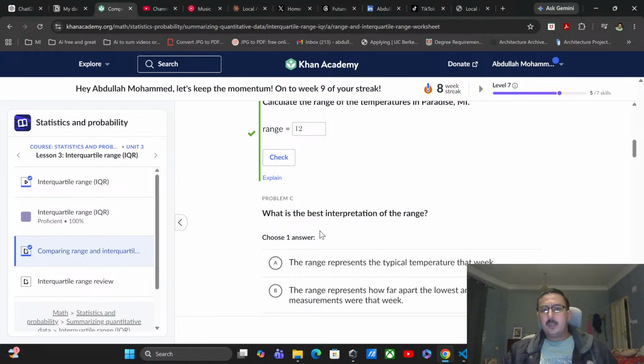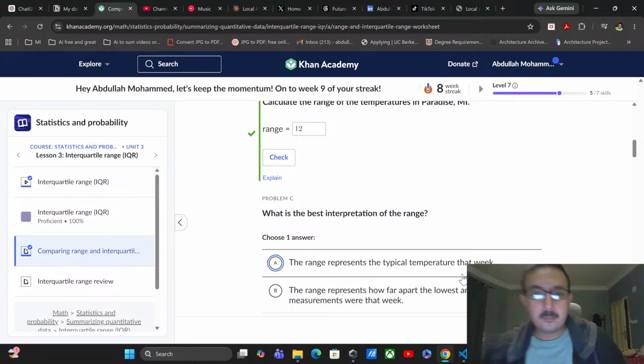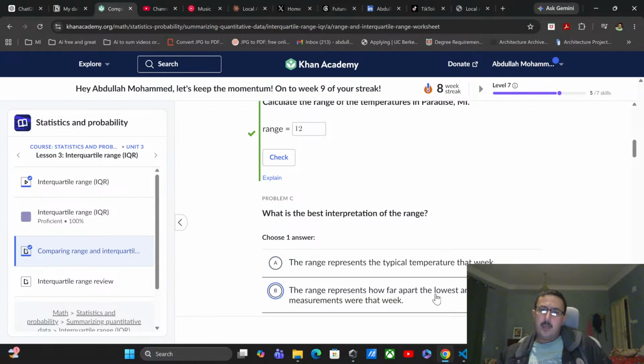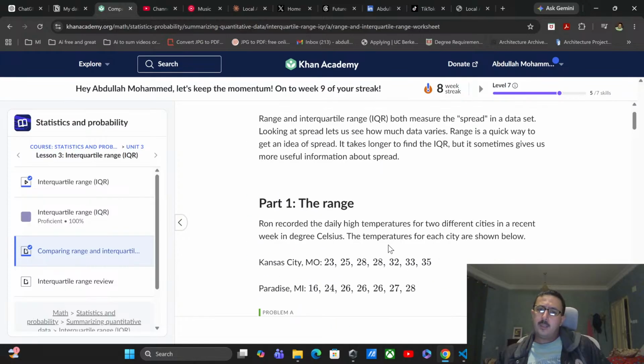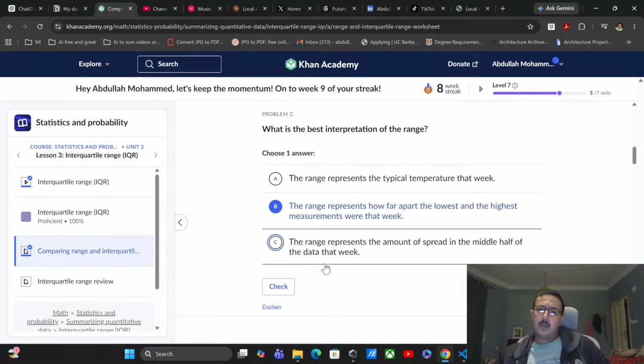What is the best interpretation of the range? Range represents the typical temperature that week. I don't know. The range represents how far apart the lowest and the highest measurements were that week. Is it for a week? I think it's the daily high temperatures. 2, 3, 4, 5. It's 7. It's for a week. Okay. The range represents the amount of spread in the middle half of the data that week. I think.